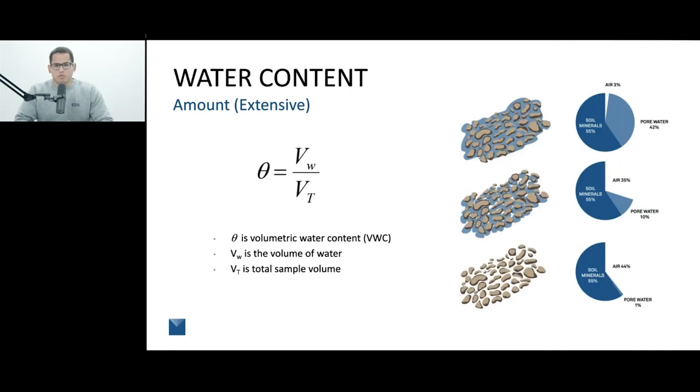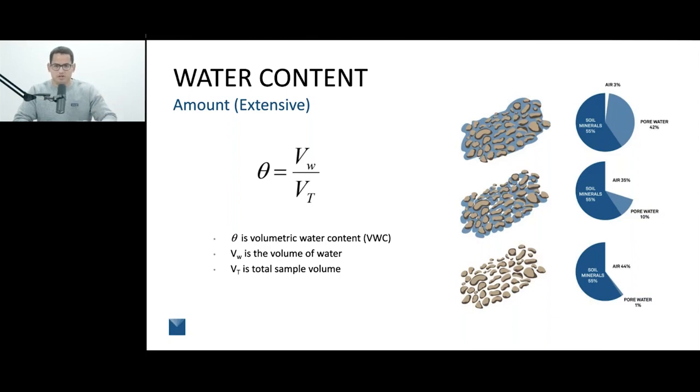So when we think about soils and water in soils, the first thing that we think about is water content. Water content's really easy to understand. It's the amount. This is our extensive variable. And water content is simply the ratio of the volume of the water to the total sample volume.